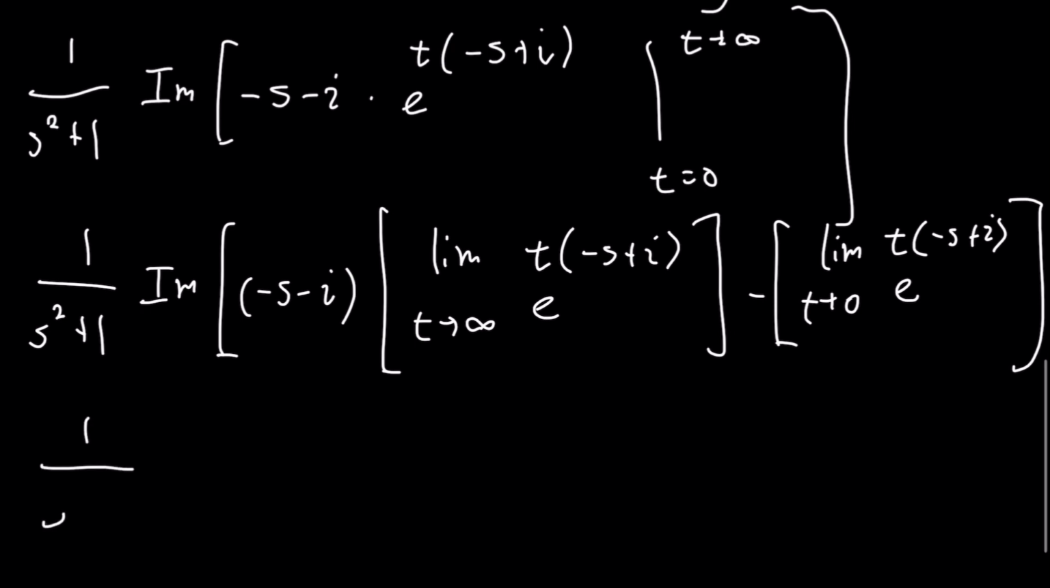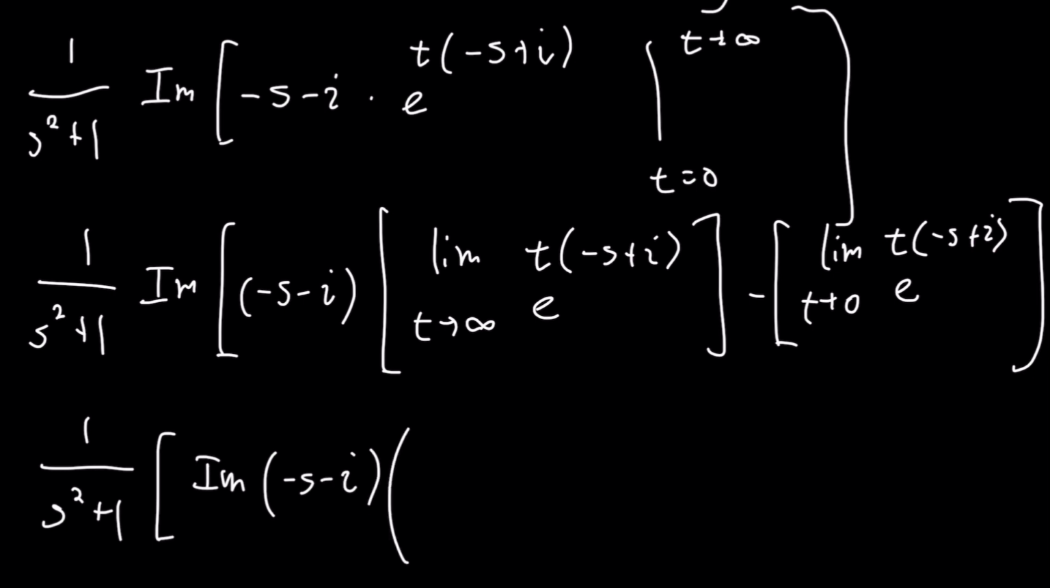So you have 1 over s squared plus 1, the imaginary part of negative s minus i, times, as t approaches infinity, this will go to 0, and this will go to e to the 0, but that's 1, so minus 1.